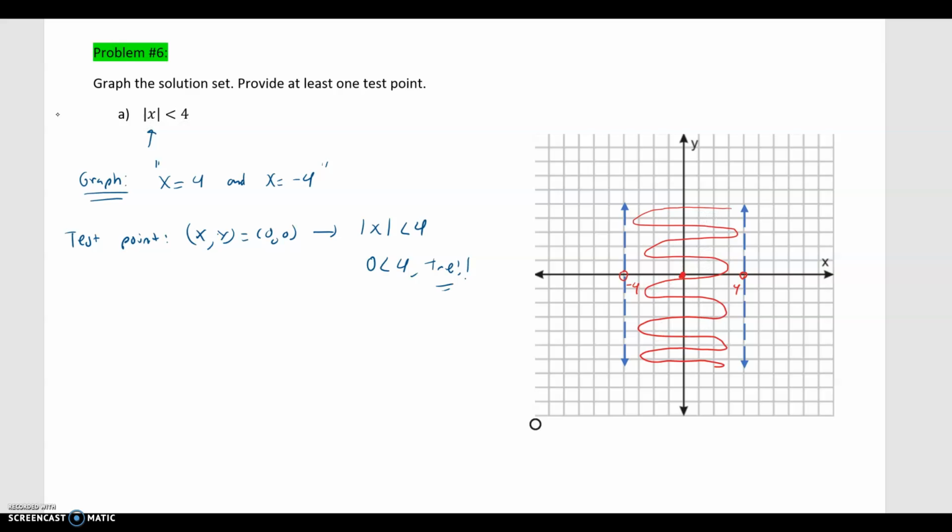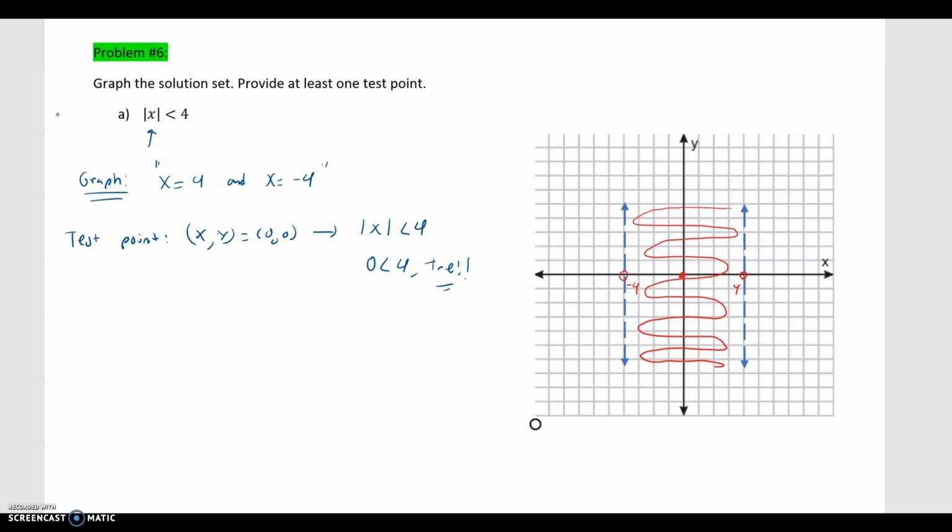that's just going to be the numbers in the middle. Notice that if we had tested a point on the outside here or here, so let's say we would have selected 5, 5 is not less than 4, so this would be false. Also, this would be false. They only want one coordinate point, so we don't have to graph the other ones.